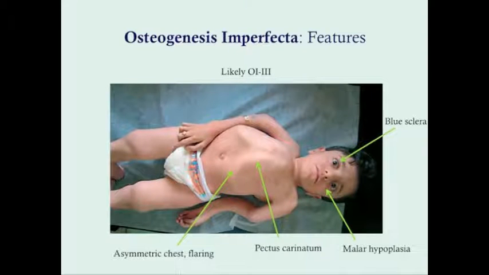This child likely has type 3 OI, and what you will note here are the blue sclera and the malar hypoplasia. This child has a pectus deformity and also an asymmetric chest and some flaring of the chest at the inferior margin.